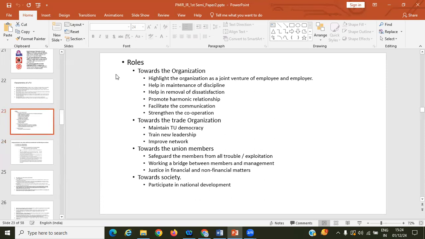Now, for the time being, you understand what a trade union is, what the functions and characteristics of a trade union are, and how it helps people, members, society, and the organization itself. So once you read this and understand a few points, it is very easy to elaborate and write.